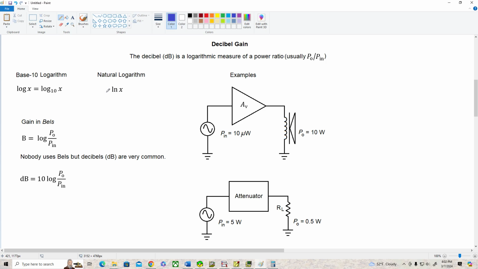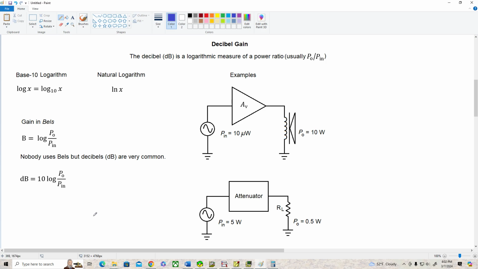The basic unit of logarithmic power gain is the bel, and that's defined as the base 10 log of power out over power in. We don't use bels very often, but we do use decibels, and the decibel gain is defined as 10 times the base 10 log of power out over power in.